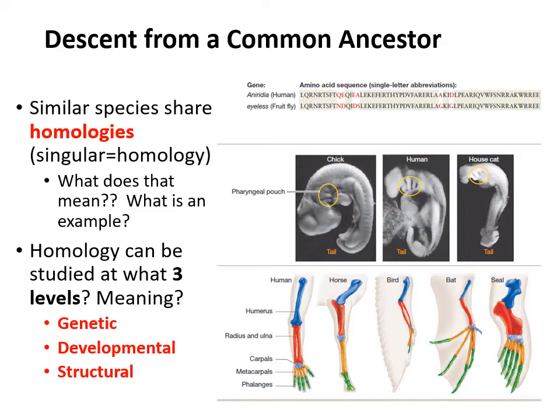Either way, what that means is a homology is a similarity that exists in species due to a common ancestor or common ancestry. An example of this is our human hair and the fur that you see on your dogs or on your cats or your pets, because humans and those organisms share a common ancestor, a very early mammal species that had hair. So our hair and their fur are considered homologies: similarities in structures or similarities existing in species due to a common ancestor. And there are three levels at which we study these homologies, these similarities.